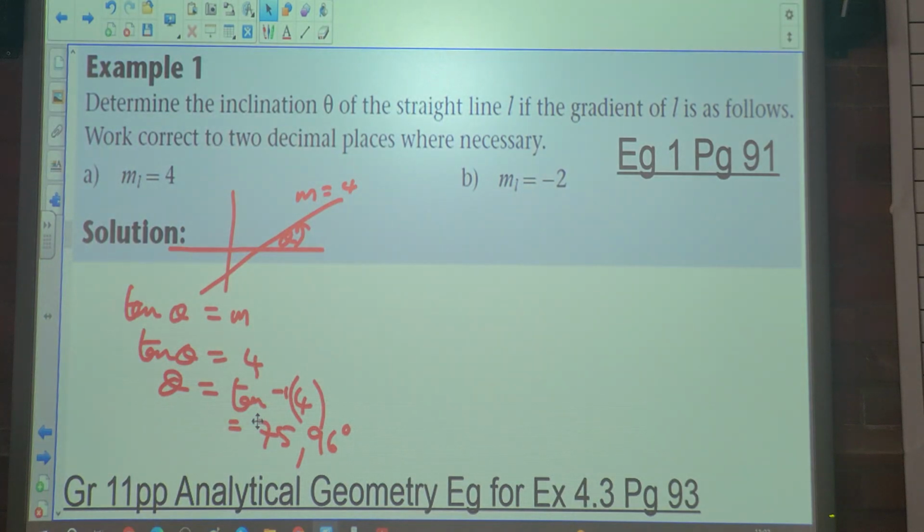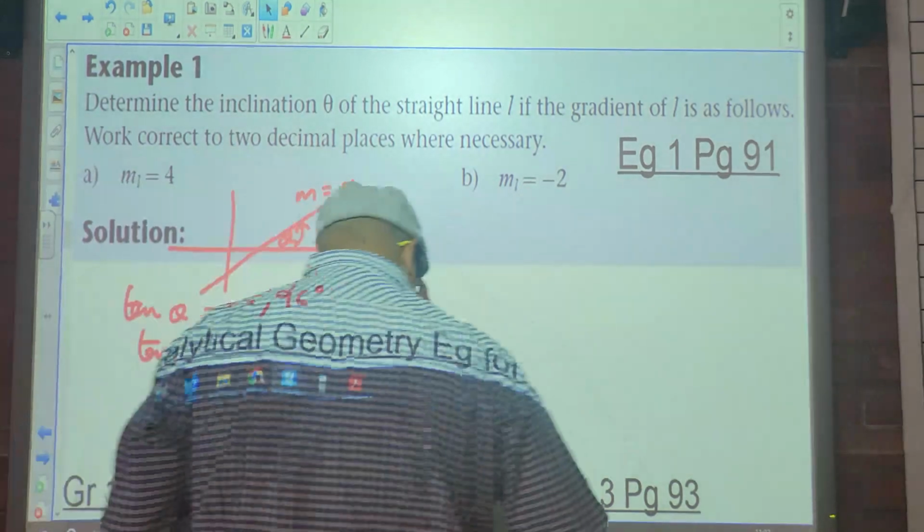Zosie, what do you think? Okay, she says everything in maths is easy.